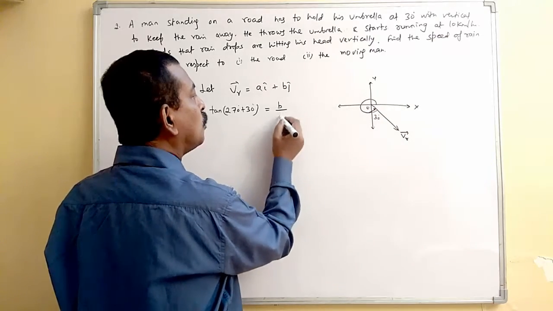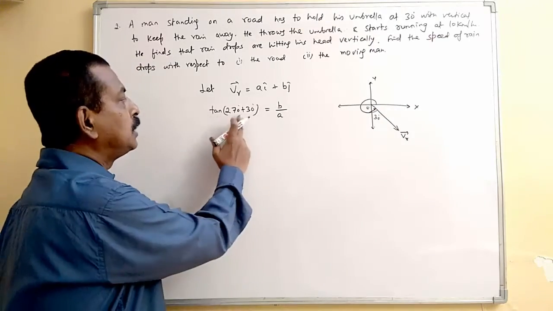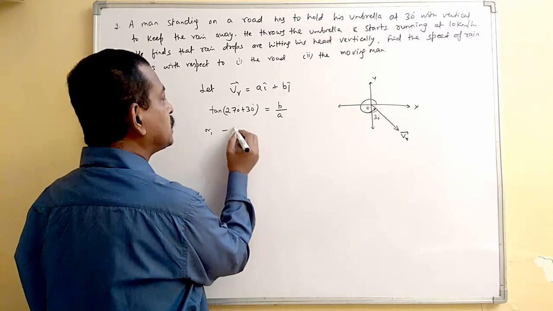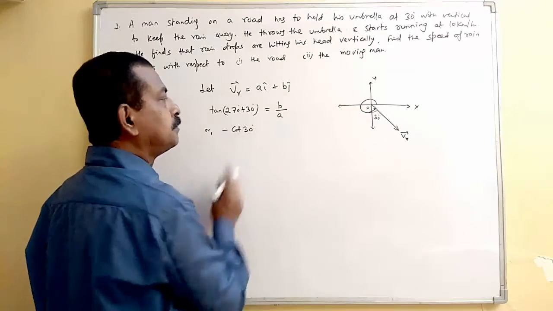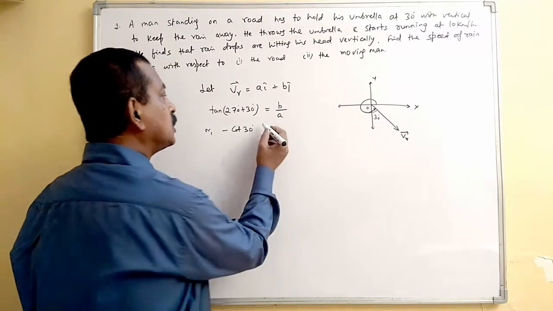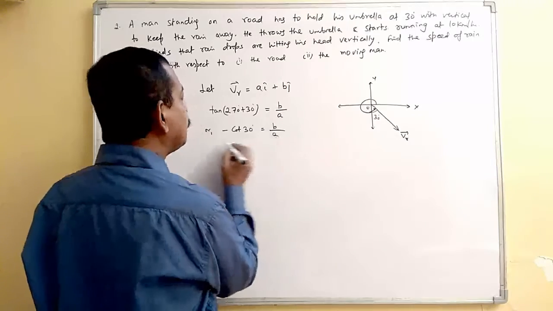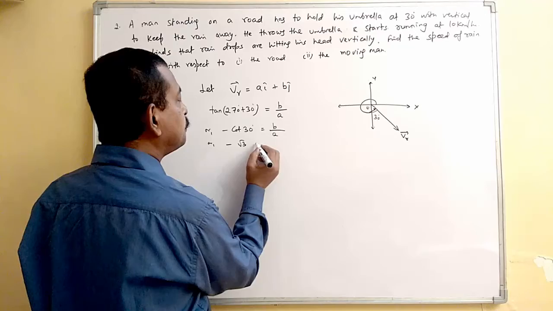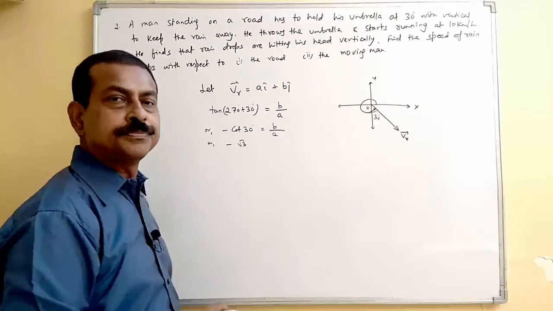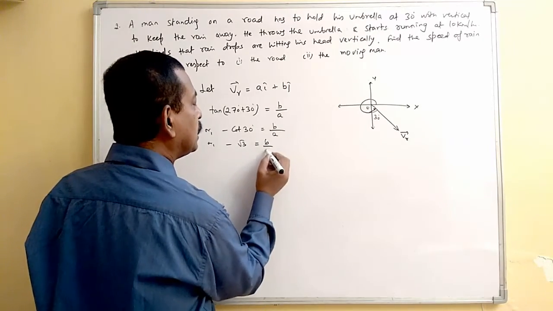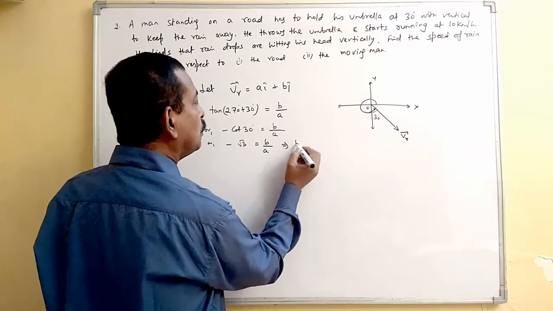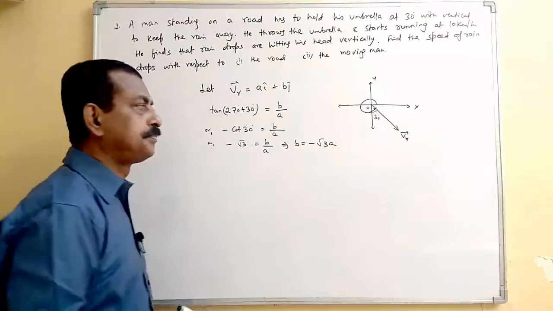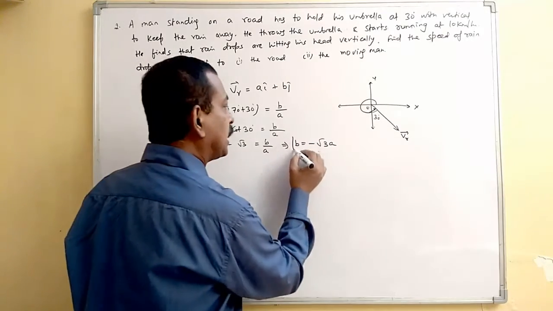And tan of the angle is equal to the y component by the x component. So tan of 270 plus 30 is equal to minus cot 30, which is minus root 3. This is your b by a, and that gives you the value of b as minus root 3 a. This is your first part.